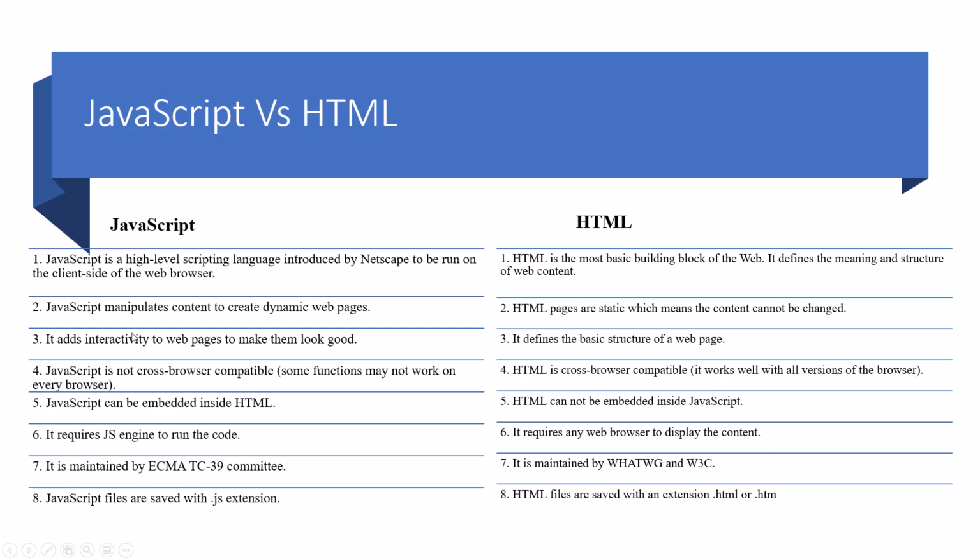Next, JavaScript manipulates the content to create dynamic web pages, whereas HTML pages are static. Here we use JavaScript to create dynamic web pages, but we use the HTML language for static web pages, which means the content cannot be changed with HTML. The next difference is that JavaScript adds interactivity to web pages to make them look good, and HTML defines the basic structure of web pages.